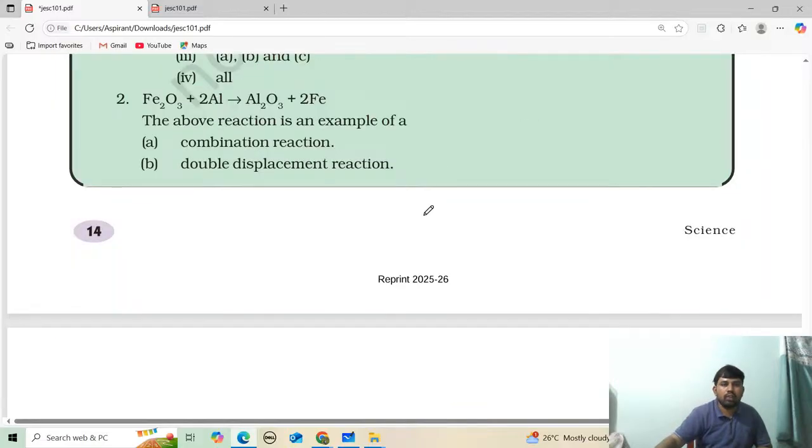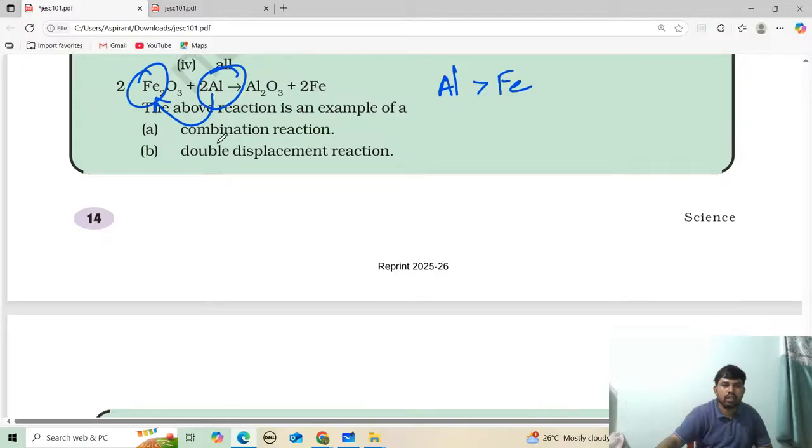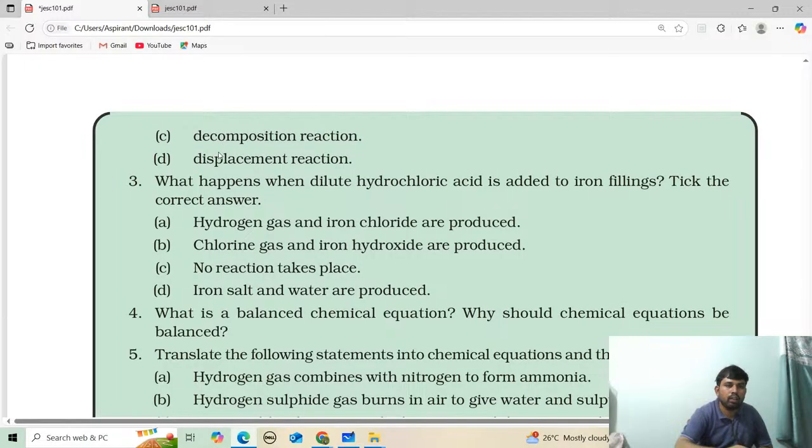Next you see, Fe2O3. You know very well this is aluminium, and this will be the iron, which is less reactive. You know very well Al is more reactive than Fe. I can say Al is replacing or displacing iron. What kind of reaction is it? It is an example of a displacement reaction.